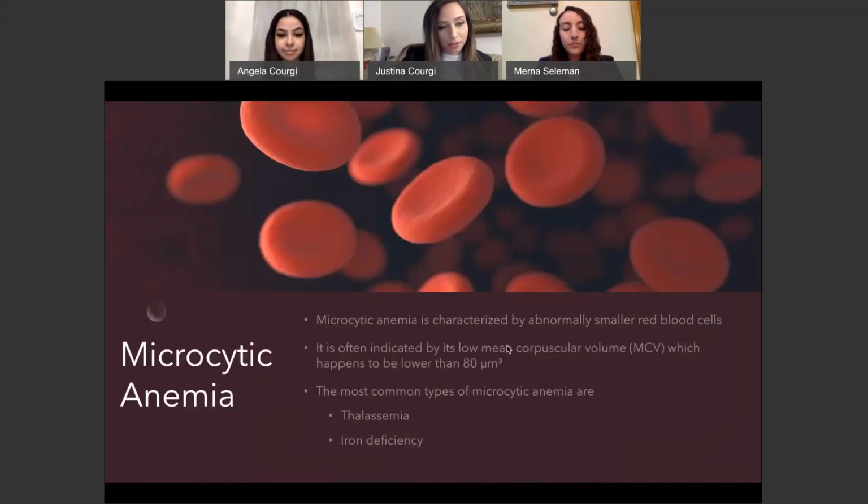Now more on microcytic anemia. Microcytic anemia is characterized by abnormally smaller red blood cells. When in comparison to normal blood cells, they have a decreased red pigment along with a smaller overall size. It is often indicated by its low mean corpuscular volume, which happens to be lower than 80 cubic micrometers. The most common types of microcytic anemia are thalassemia and iron deficiency.